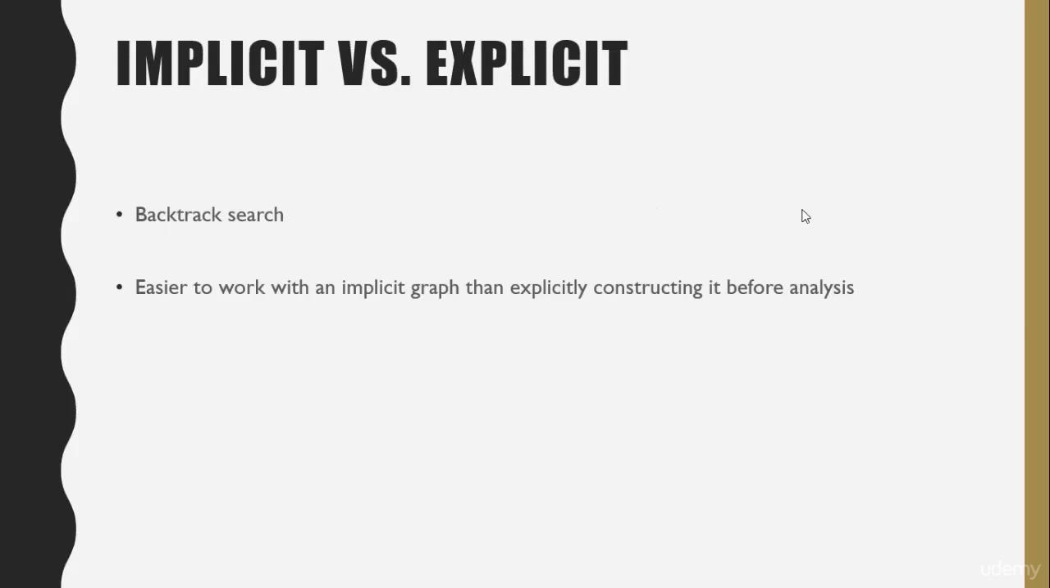Implicit versus explicit. Many graphs are not explicitly constructed and then traversed, but built as we use them. A good example is in backtrack search. The vertices of this implicit search graph are the states of the search vector, while edges link pairs of states which can be directly generated from each other. It is often easier to work with an implicit graph than explicitly constructing it before analysis.